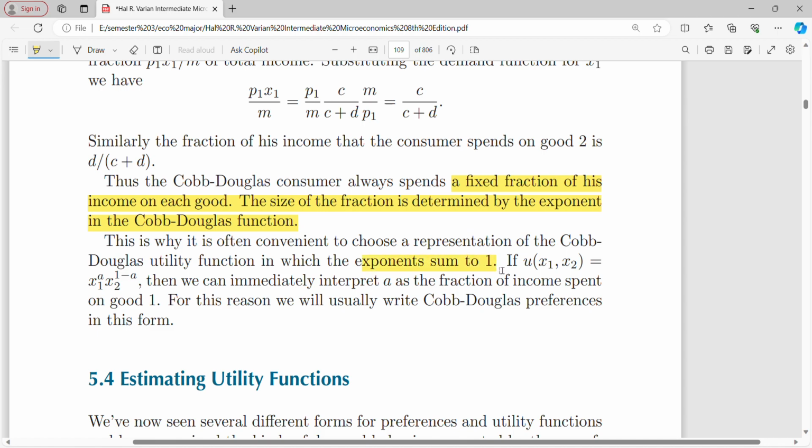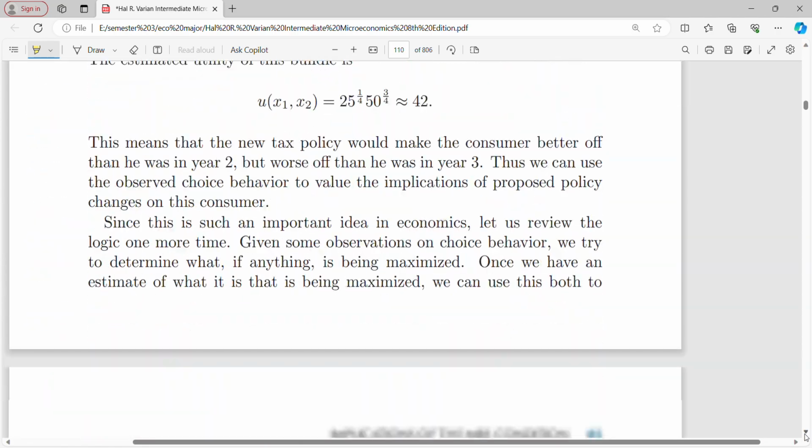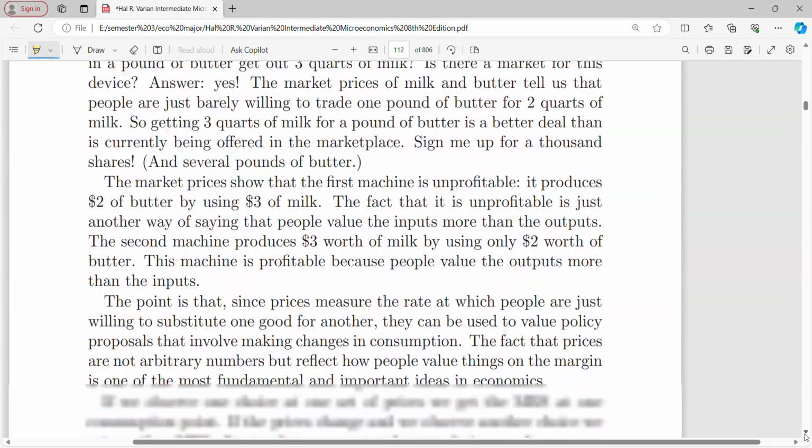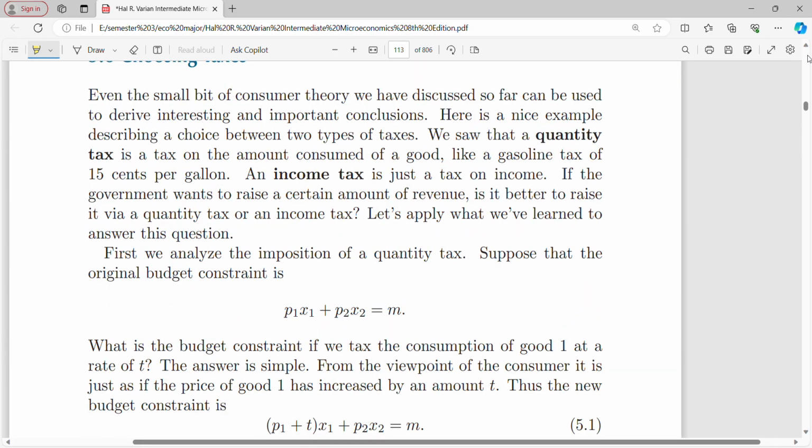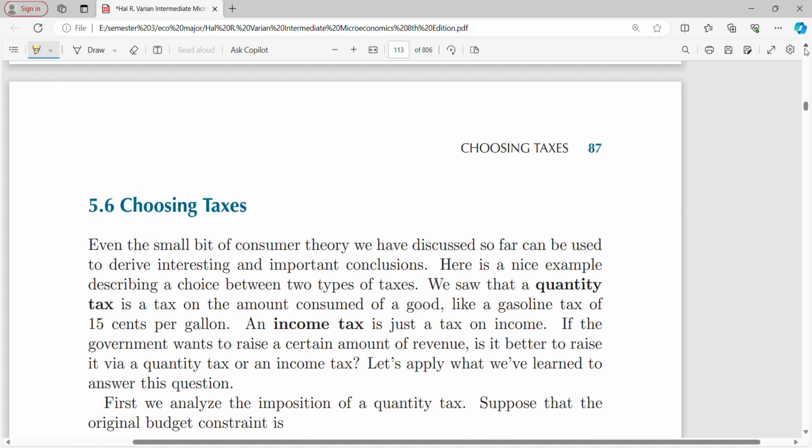So the exponent sum is 1, like this. Okay. So from this we get that A is the fraction of income that is to be spent on good 1. And 5.4, then 5.5 also, not 5.5, 5.4, you will read them by yourself. That is estimating the utility function and the implications of 5.5, implications of the MRS condition.